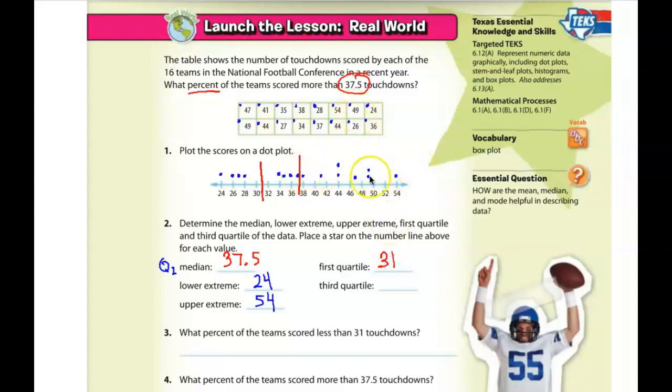Okay, let's do the same thing over here. So the second half of data also has 8 points. So we're going to count 1, 2, 3, 4, and 1, 2, 3, 4. So what is halfway in between?